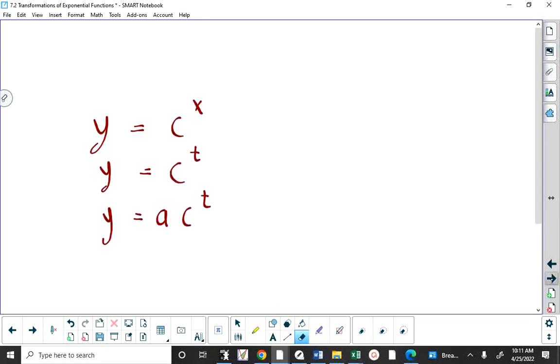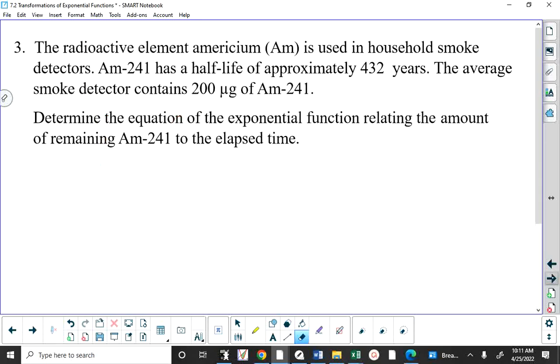So we have one last example here. We have a radioactive element called americium. It has the symbol of Am, and it's used in smoke detectors. If you've taken Physics 30, if we take our Geiger counter and you go against a smoke detector, it will tick away. But turns out you've got a radioactive isotope in your house. And the half-life is approximately 432 years.